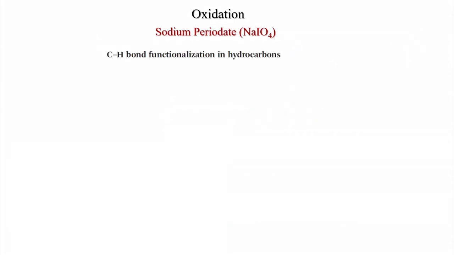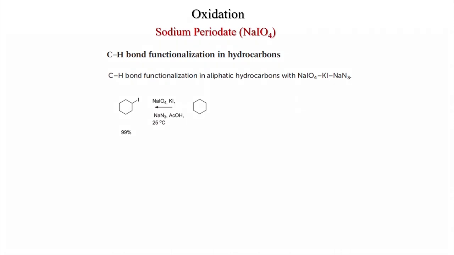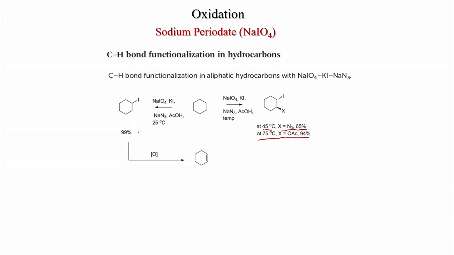Sodium periodate has also been used in CH bond functionalization in hydrocarbons, like when cyclohexane is treated with sodium periodate, KI, sodium azide, acetic acid condition, it gives the iodocyclohexane in 99% yield. On the other hand, when sodium periodate, same reaction, but the temperature was increased to 45 degree centigrade, then you get this compound iodo azide in 65% yield, and at 75 degree centigrade you get the O-acetate iodo compound. So what is going on? So that means that on oxidation, first this iodocyclohexane is formed, and on oxidation it generates the cyclohexene, and potassium iodide as well as sodium azide on oxidation with sodium periodate generate this species IOAc or IN3, and this reacts with this double bond to make this iodo azide or iodo acetate derivatives.